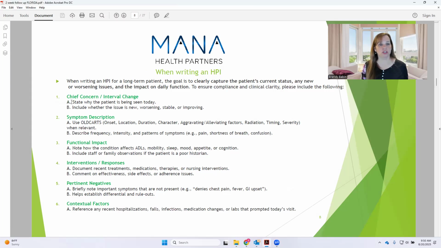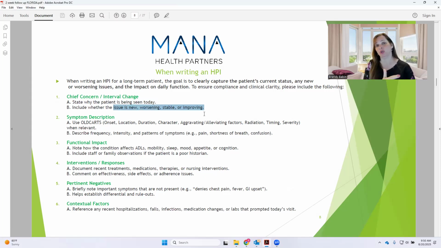So what is the chief concern? Why is the patient being seen today? It might be for chronic care management, but what's their chronic care? Is it hypertension, CHF, and dementia? Why are they being seen? Is the issue new, worsening, stable, or improving? Now, you're going to address that under your assessment and plan, but you can also address it under your HPI. I don't want duplicates. I don't want you to have to write that whatever is new here is new here.